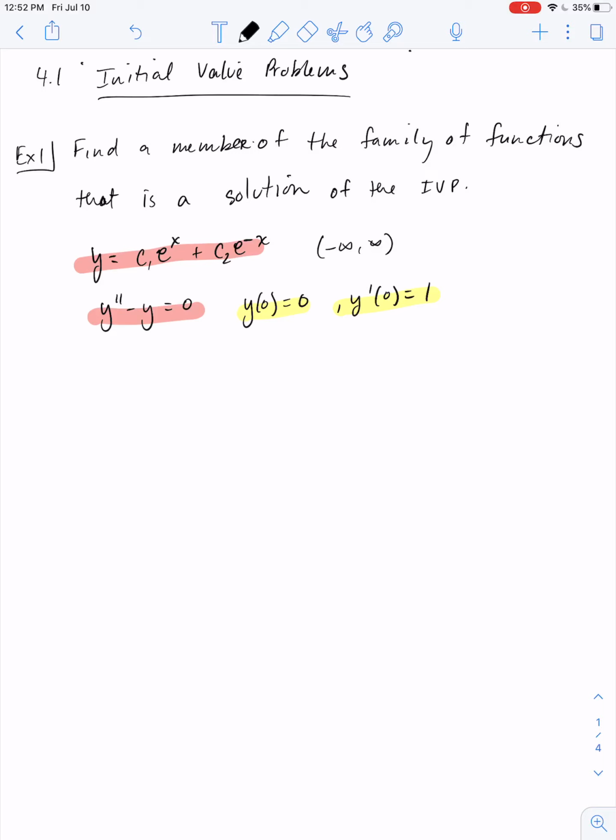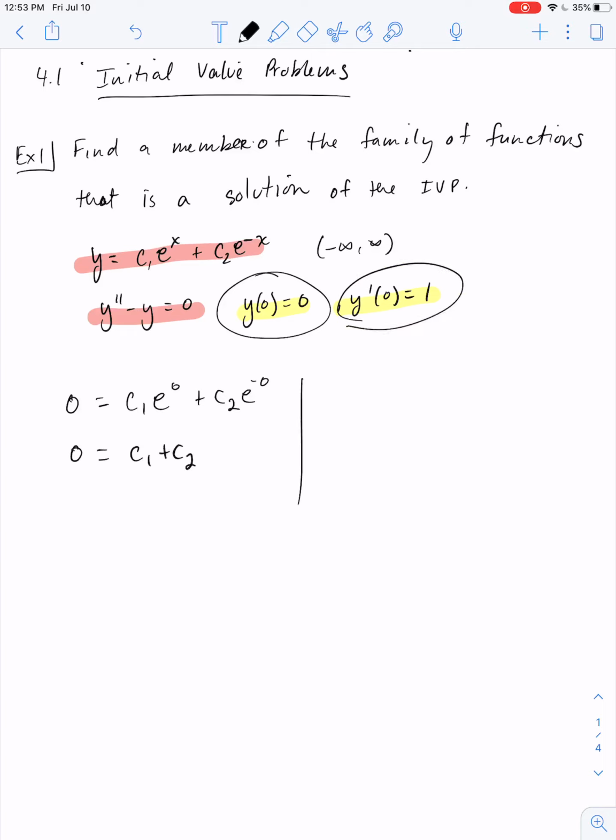So the first thing I'm going to use is this first initial condition that I have, and I'm just going to put 0 equals C1 e to the 0 plus C2 e to the negative 0, but that's still 0. So here we get an equation of 0 equals C1 plus C2.